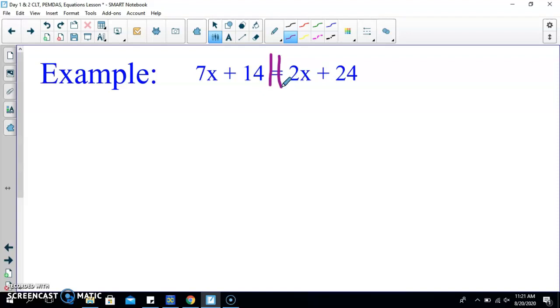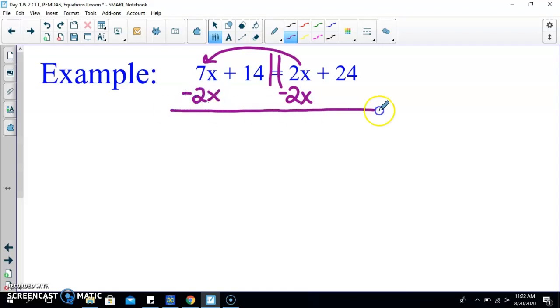The next thing I'm looking at is if I have variables on opposite sides, which I do, so I need to move them to the same side. So if I want to move a 2x over, it's a positive right now, I need to subtract 2x from both sides. 7x minus 2x is 5x plus 14 equals 2x minus 2x is 0, and I'll bring down my 24.